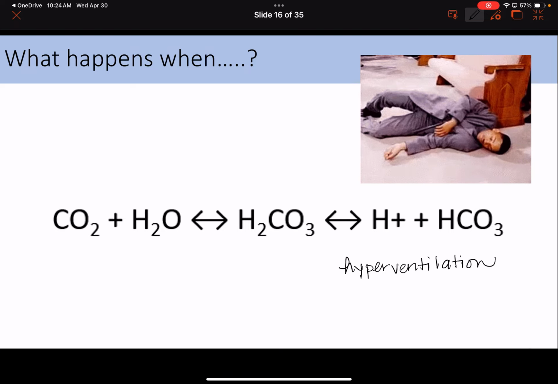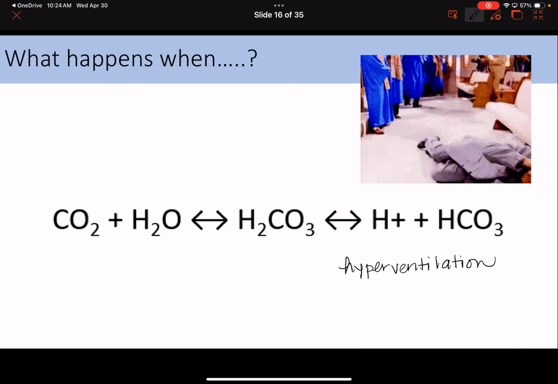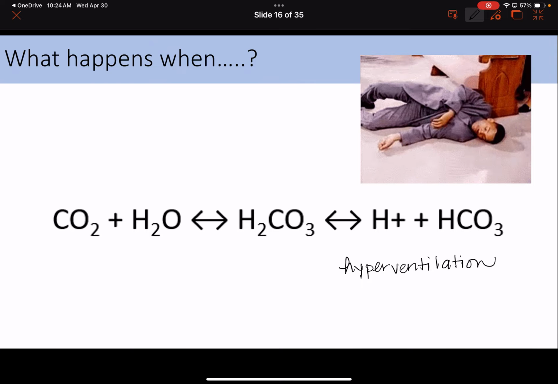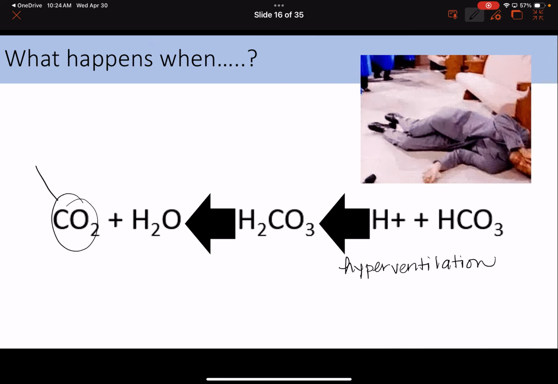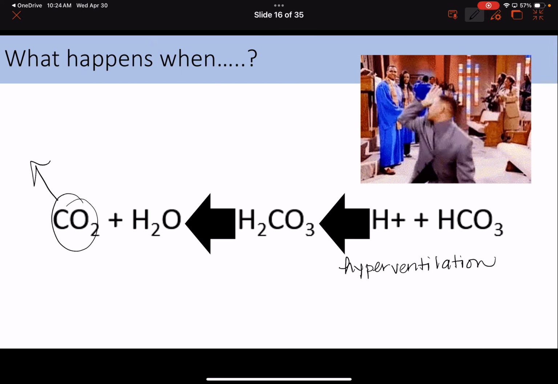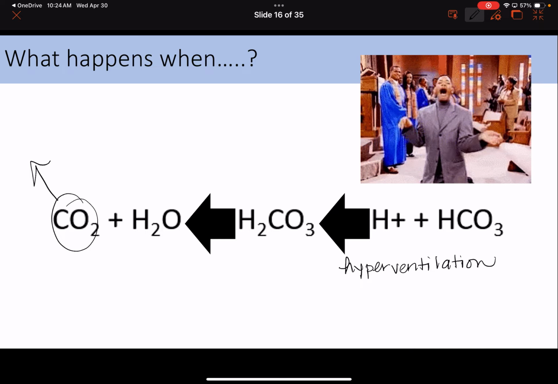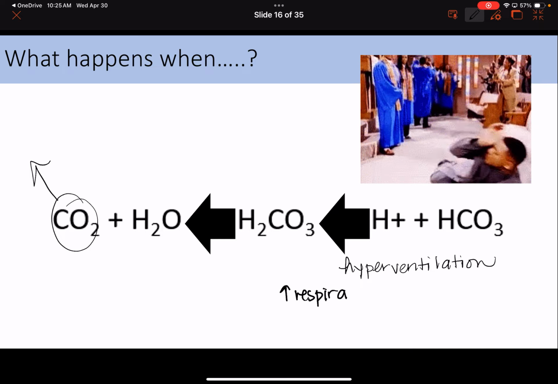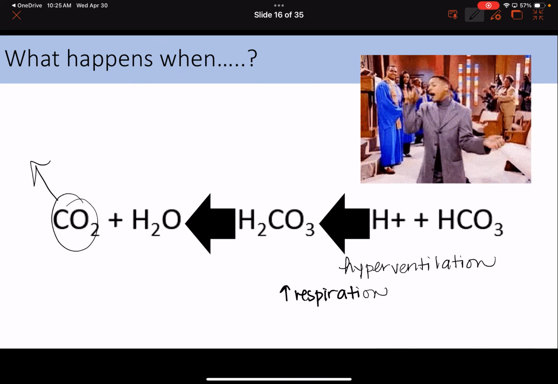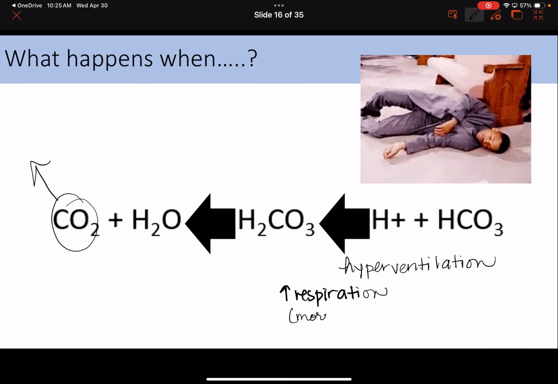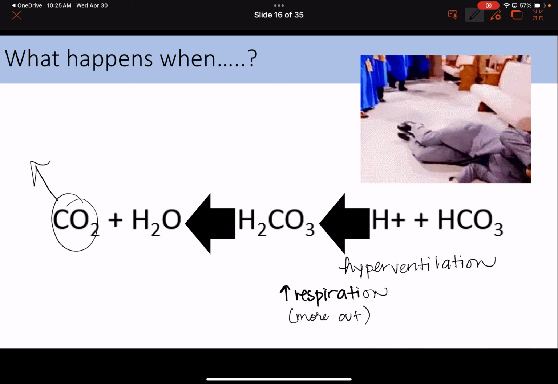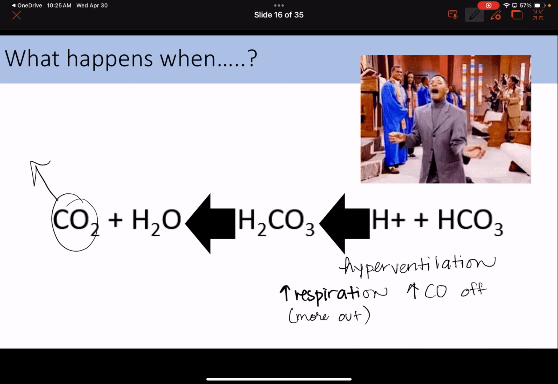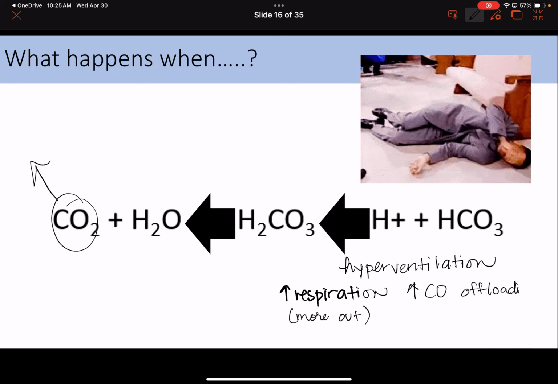And if we're hyperventilating and getting rid of a lot of CO2, which way are we forcing this equation? To the left or to the right? To the left, because we're getting rid of the CO2. Okay. So with hyperventilation, we have increased respiration. And again, more out than in. So what we're doing is we're increasing our CO2 offloading. We're getting rid of large amounts of CO2.